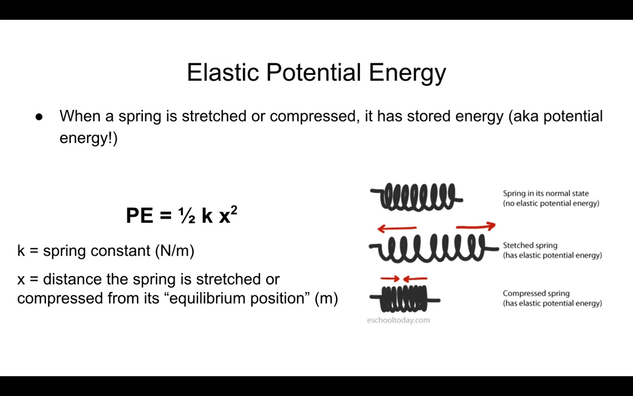And then x is going to be the distance the spring is stretched or compressed from the equilibrium position. So like I said, this is the equilibrium position right here. If we stretch this spring to here, our x value in this equation will be from that equilibrium position to the stretched position. So this right here will be our x value.